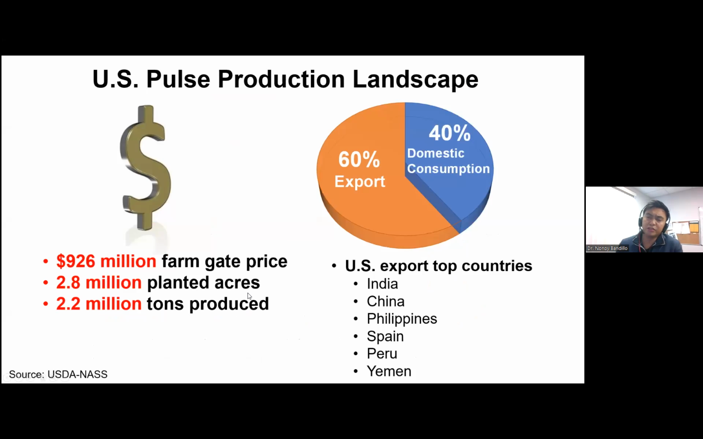And if you talk about the industry, how much is it in terms of valuation? I would say it is close to a $1 billion industry at the farm gate price level. In the US, it is planted on about 3 million acres, producing about 2.2 million pounds. If you look at the market here, you can see that 60% is exported and 40% is for domestic consumption. And these are the top exporting countries where the US is delivering the product.